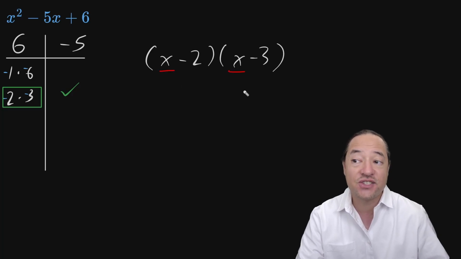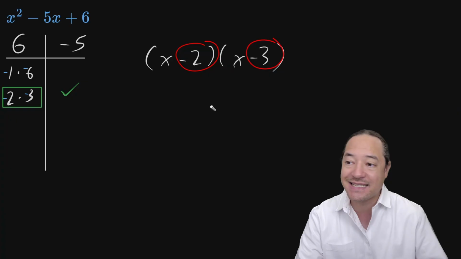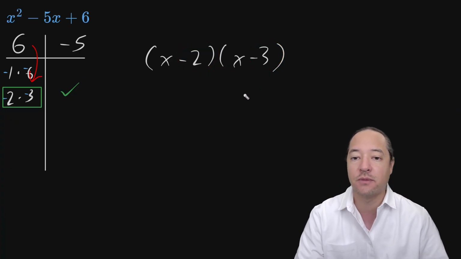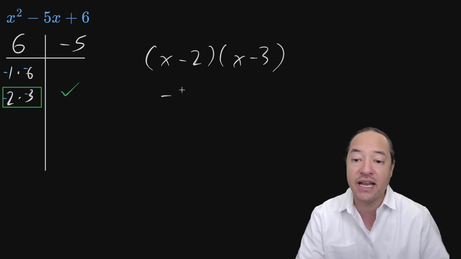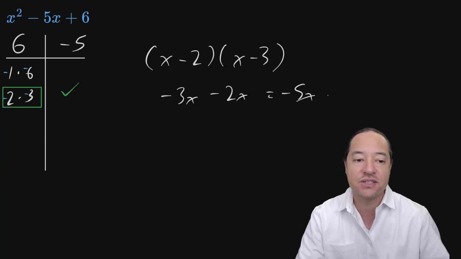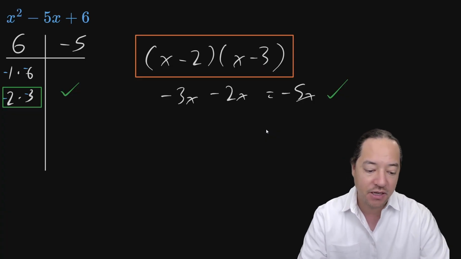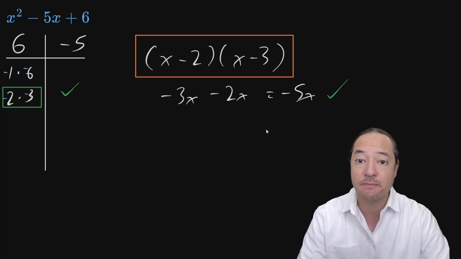First times first, x squared, that's always good. Last times last will give us that positive 6, okay? That's guaranteed because that's how we found those numbers. Really, it's the middle term that we have to be concerned about. And so if we do outer times outer, we'll get a negative 3x. Inner times inner is a negative 2x. That does, in fact, equal negative 5x. So yes, this is what we're looking for. This is going to be the factored form of our original expression.